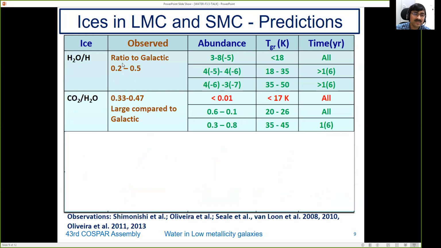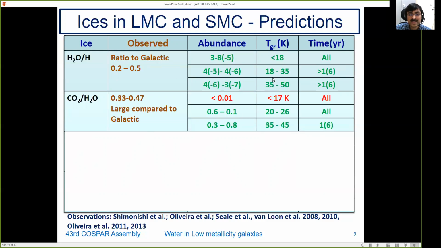If we compare the water abundance of the galactic star forming regions and the LMC star forming regions, in this panel we have shown the comparison for the LMC. We will find this ratio varies between 0.2 and 0.5, that is a factor of 2 to 5 less. We found that this is definitely dependent on the physical conditions. If the temperature is low, and the typical water abundance comes between 3 to 8 and 1/5, then this ratio can be reproduced almost all the time, from early to late time.